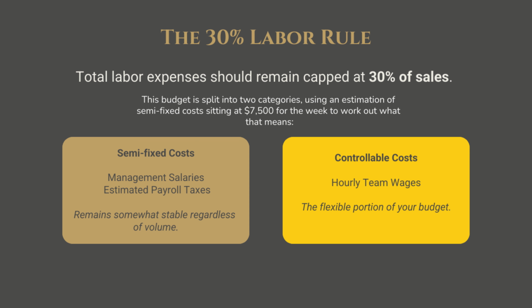Second, we have controllable costs, which are primarily hourly team wages. This is the flexible portion of the labor budget and where managers must make real-time operational decisions throughout the shift. As sales fluctuate, hourly labor must adjust accordingly to keep overall labor within target. Strong labor management is about understanding the difference between fixed and controllable costs and knowing how to manage staffing levels without negatively impacting service or guest experience.